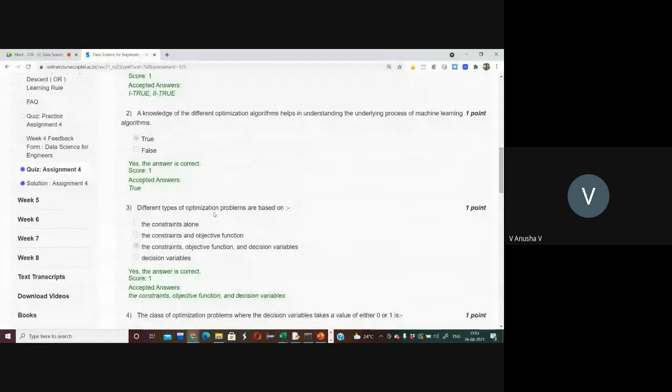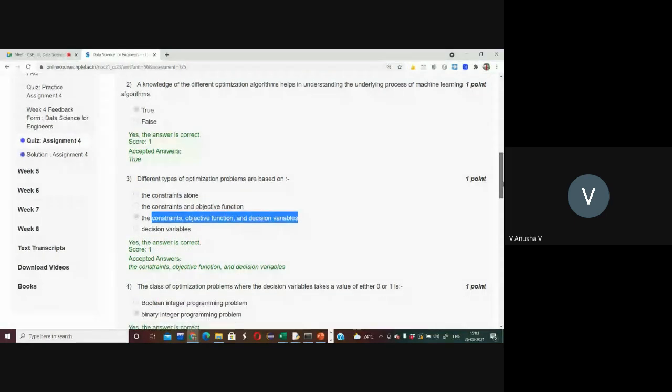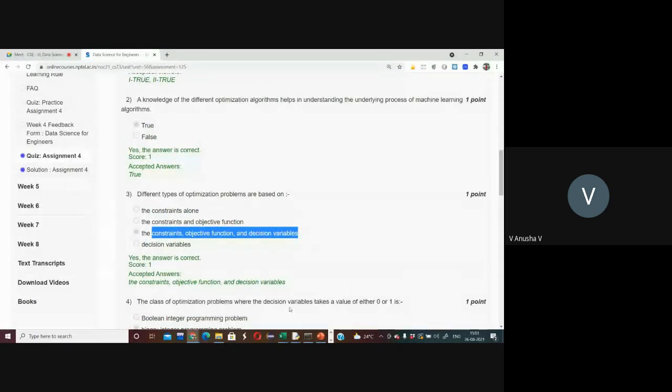Different types of optimization problems are based on the components I told you: constraints, objective function, decision variable. So these are the different types of optimization problems which will be based on these three components. You also have minimization problem, but they didn't give that. So here the class of optimization problems where the decision variables take a value of either 0 or 1, I already told you, binary integer programming problem, that is called this one.